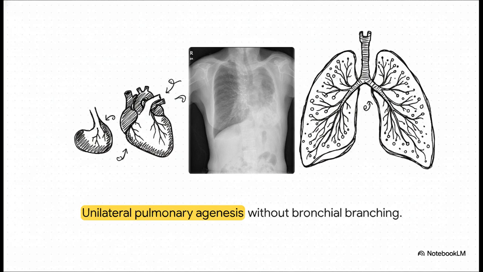But in a case of unilateral agenesis, just notice the massive empty void on the patient's left side. No bronchi, no alveoli, literally nothing. The remaining right lung has to dramatically hypertrophy or overgrow to sustain life, which shifts the heart and the mediastinum entirely over to fill that empty space.